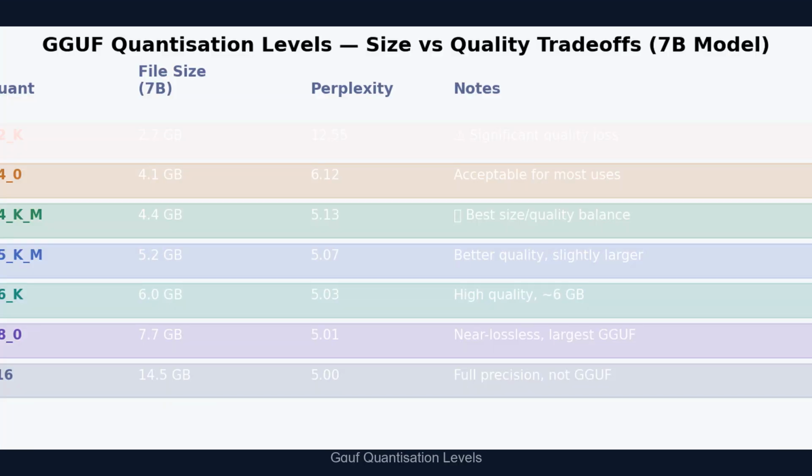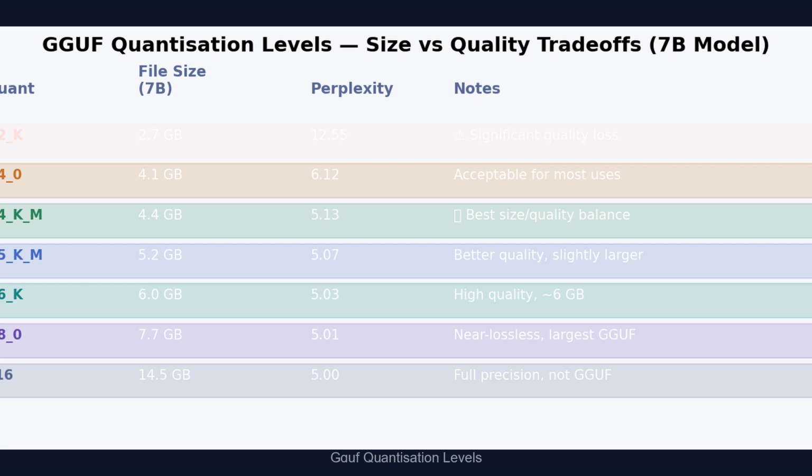This table shows the quantization options for a 7 billion parameter GGUF model, and the numbers here tell a clear story. Q2_K is the most aggressive compression at 2.7 gigabytes, but the perplexity score of 12.55 reflects significant quality loss. Avoid this unless storage is genuinely critical. Q4_0 at 4.1 gigabytes is acceptable for most tasks with a perplexity of 6.12. Q4_K_M at 4.4 gigabytes is the community standard recommendation, a perplexity of 5.13 with a very manageable size.